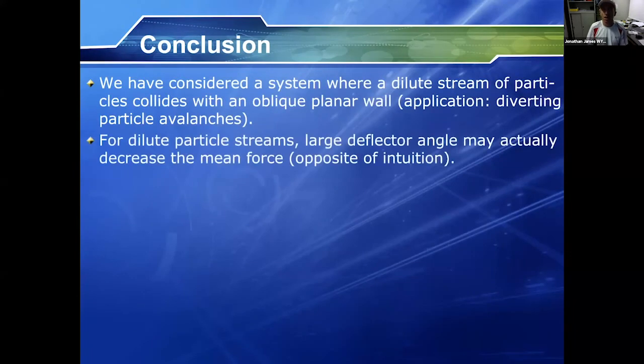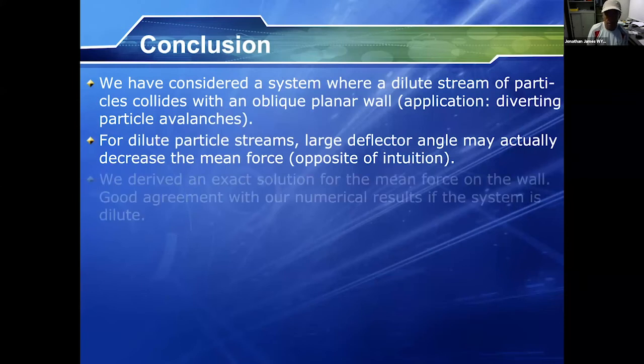So what have we done? We've considered a system where you have a dilute stream of particles that collides with an oblique wall. And of course, it's very important for diverting particle avalanches and for many other applications. For dilute particle streams, the large deflector angle may actually decrease the mean force. That's obviously the opposite of our intuition.